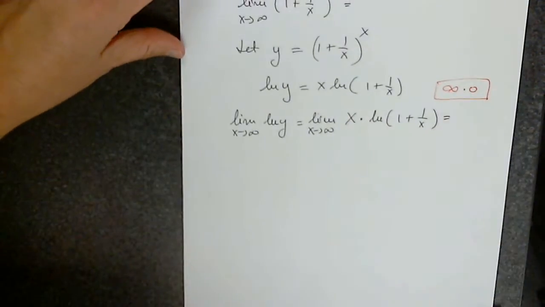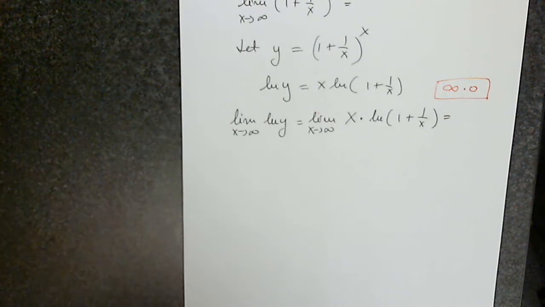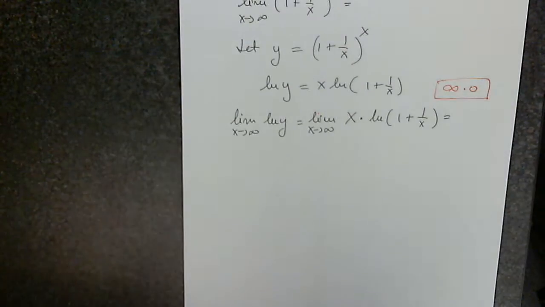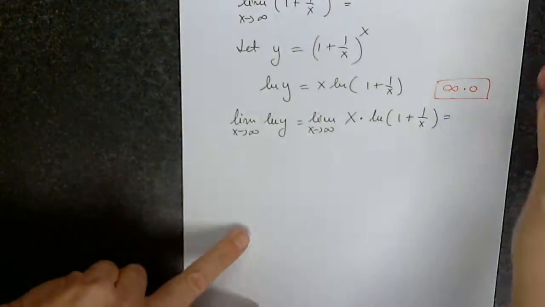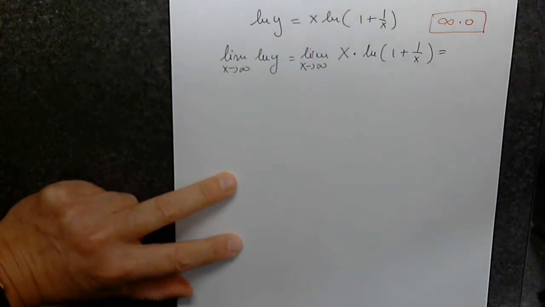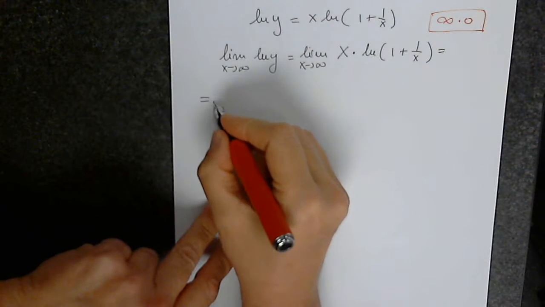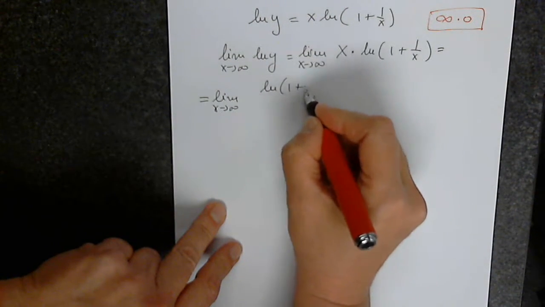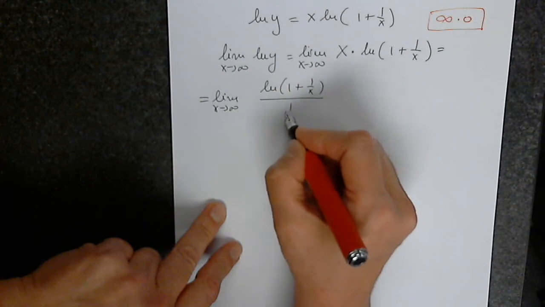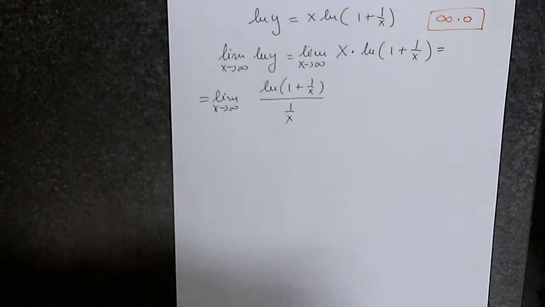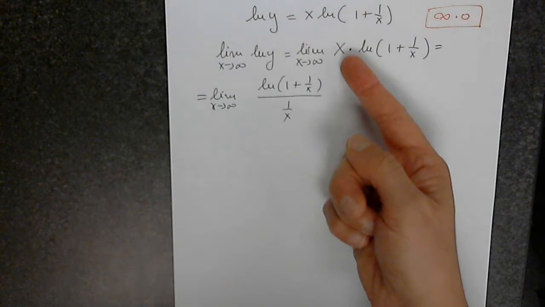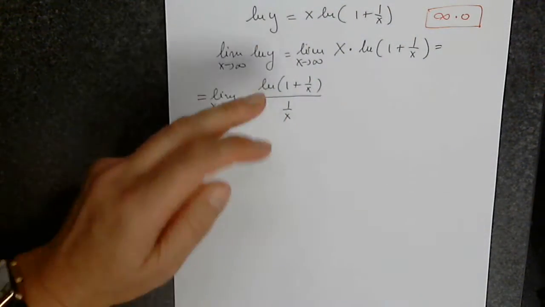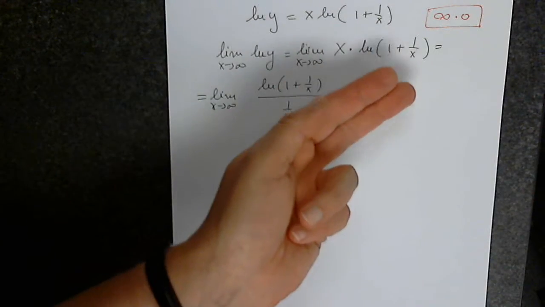I'm sad. Why am I sad? Because you can't use L'Hopital. Exactly. But I can do a little algebraic manipulation though. Limit as x approaches infinity, natural log of 1 plus 1 over x over 1 over x. When I flip this, I get x. So am I allowed to do this? Yeah, because this over 1 over x is x times natural log.